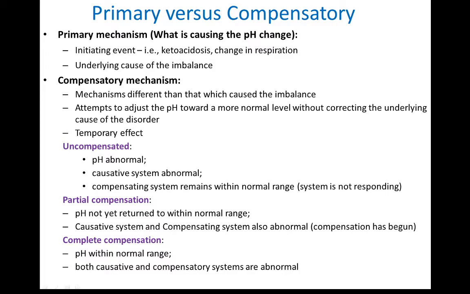We're going to look at some ABGs now, and we're going to first try to determine the primary mechanism, what's causing the change, and the ABG diagnosis will include 3 terms. The primary system causing the change is either respiratory or metabolic. The degree of the pH abnormality: is it alkalosis or acidosis? And then finally, we'll talk about the compensatory mechanism.